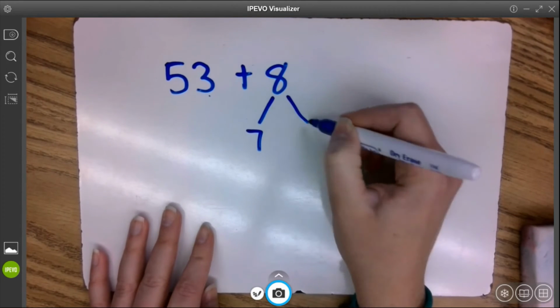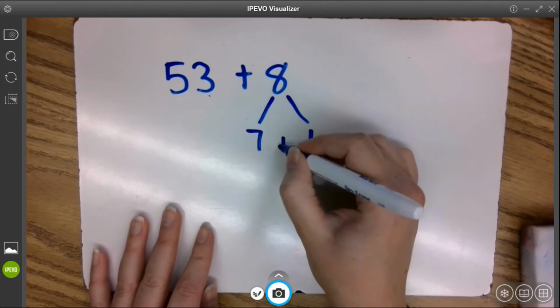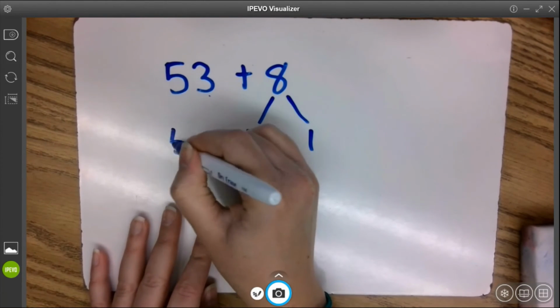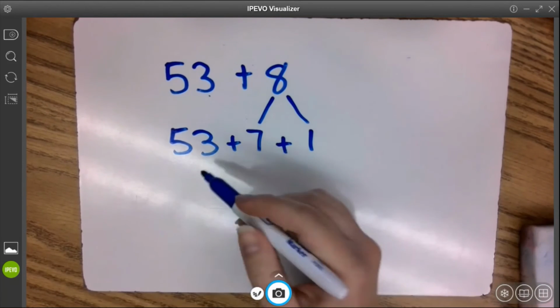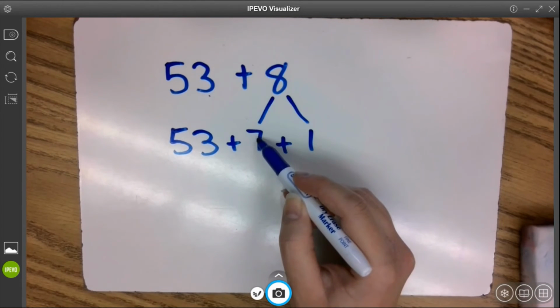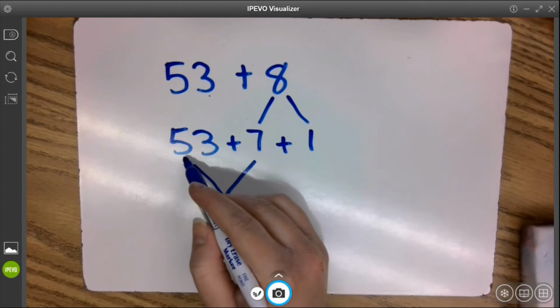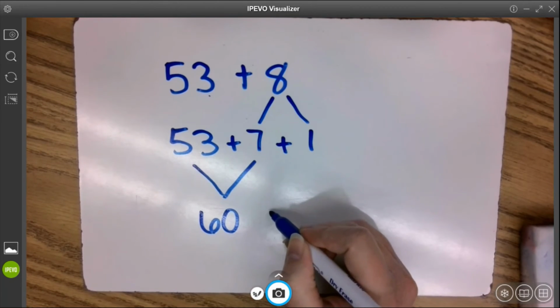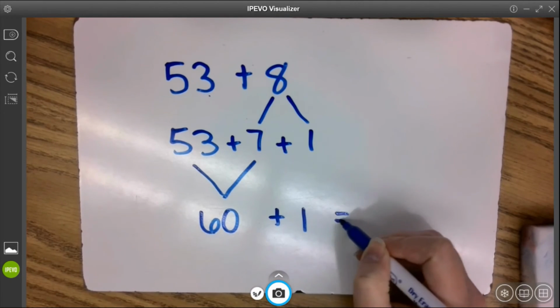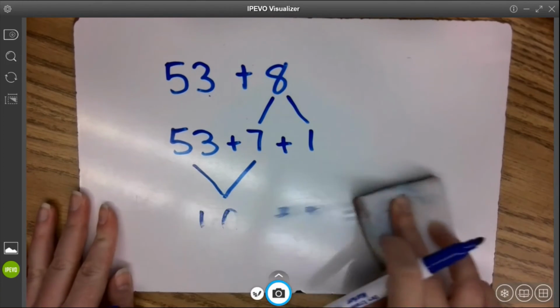7. So I can take 7 from the 8 and still have 1 left over. So 53 plus 7 plus 1, I can think of it that way. That way, I see the 7 goes with the 3, and instead of 5 10s, we would go up to 6 10s and still have 1 left over. 61. Let's try another one like that.